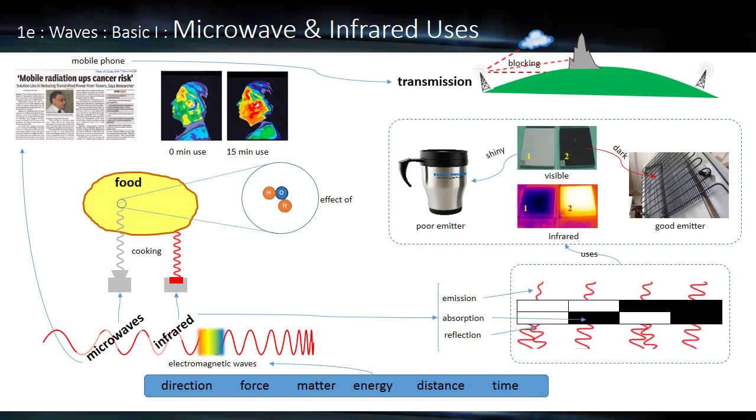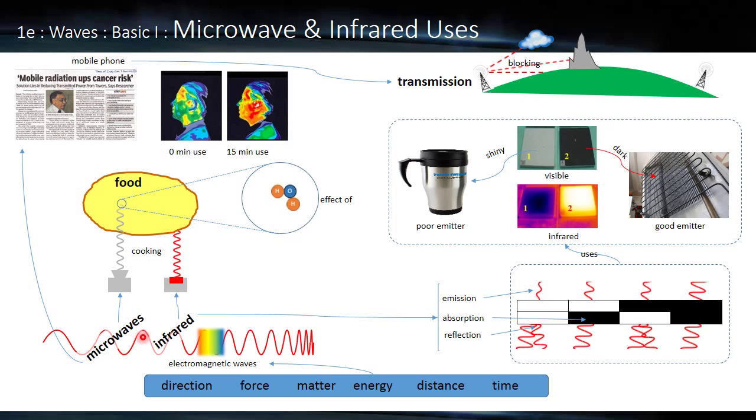This is Unit 1E. It deals with microwave and infrared uses. So starting at the bottom we have energy, and as we're now familiar with, we have electromagnetic waves which transfer energy from place to place. And as I've already said, we're interested in infrared and microwave. Now the first place to start is to think about cooking.